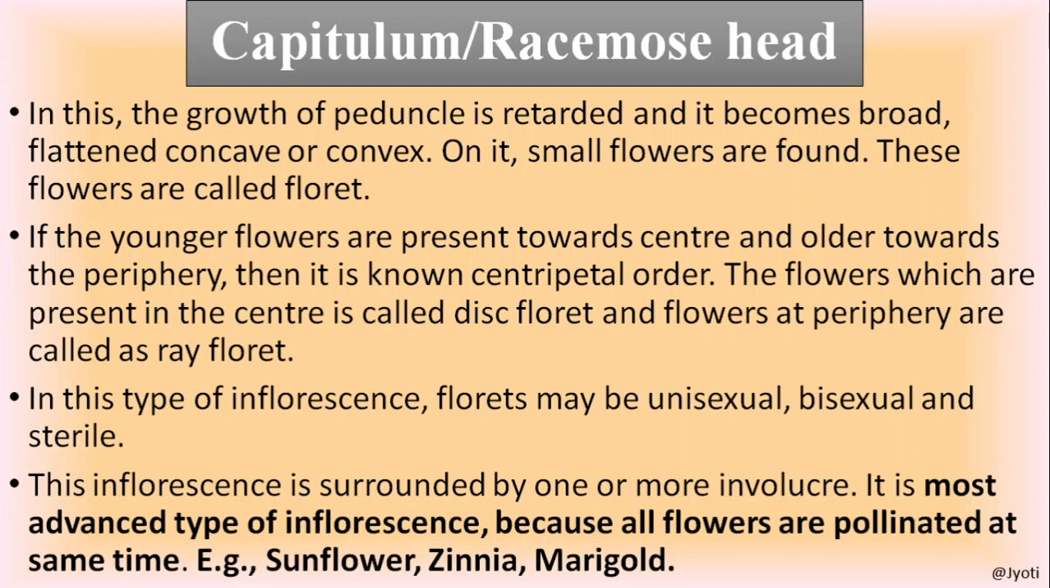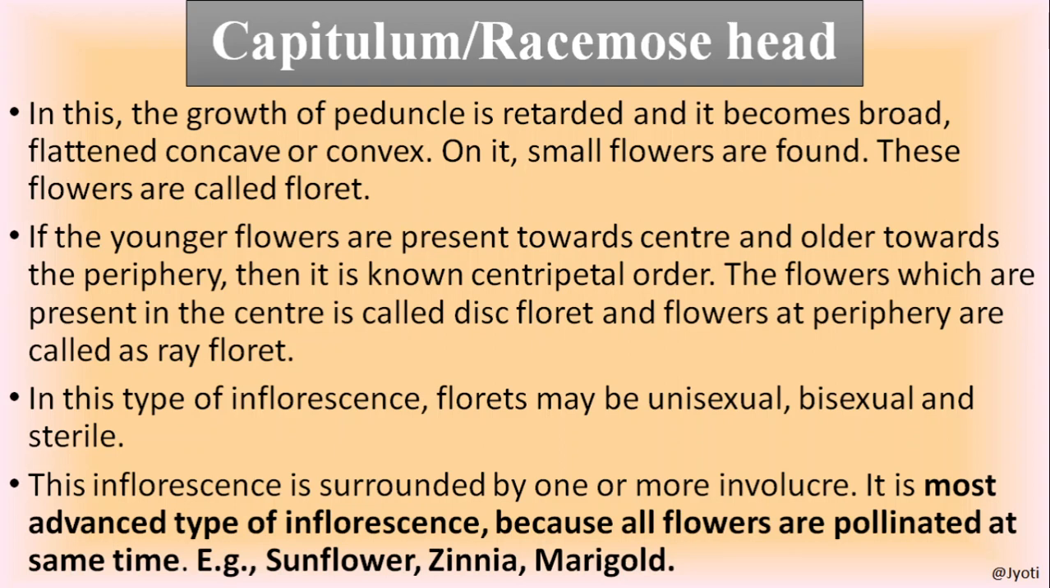In contrast, if the younger flowers are present towards the periphery and the older flowers in the center, that is called centrifugal. But generally in case of racemose inflorescence, the younger flowers are always at the center and older flowers are present towards the periphery. The flowers in the center are very small in size and are called disc floret. I'll tell you why they are called disc floret. And the flowers at the periphery are called ray floret.